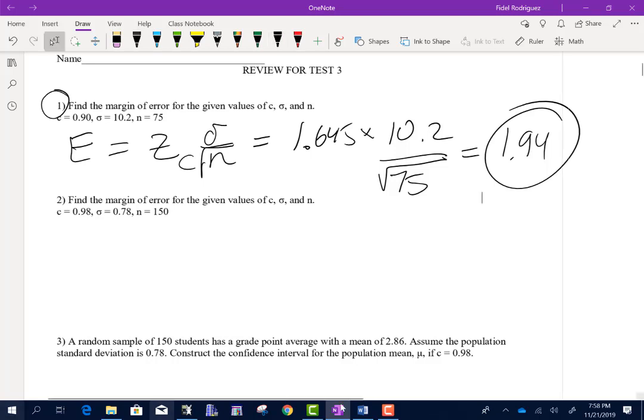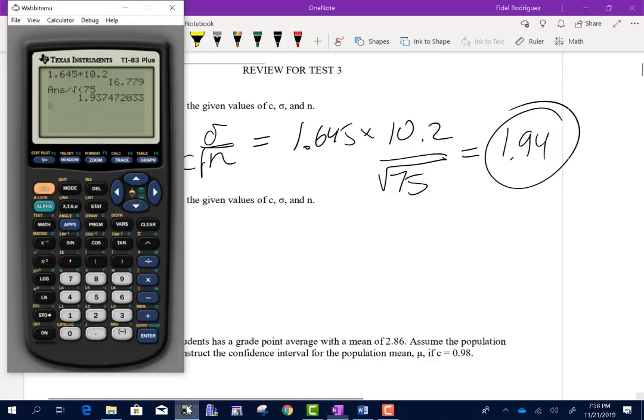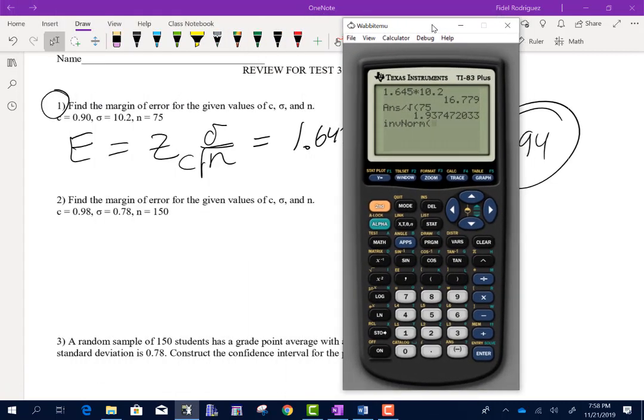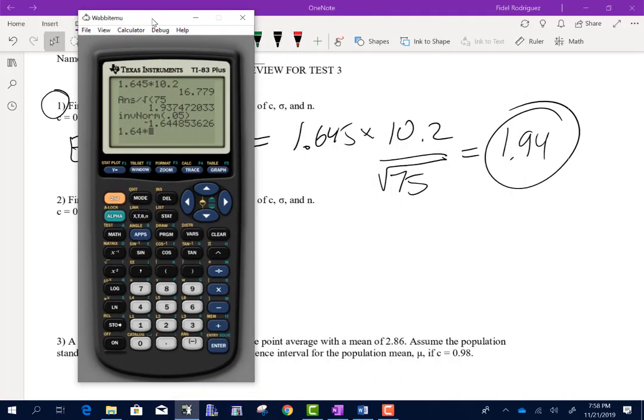Oh yeah, because if you're doing the inverse norm, it would be 1.64. Let me see. Inverse norm, right? And what number are you putting on the inside? If it's 90, let me see. Yeah, 0.05, right? 0.05, like that. And okay, so 1.64, right? Okay, so we go 1.64. I'm just curious, like, how much does it affect my answer, right?